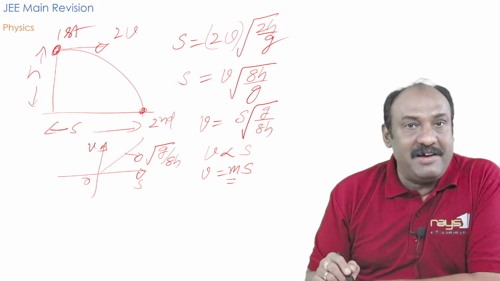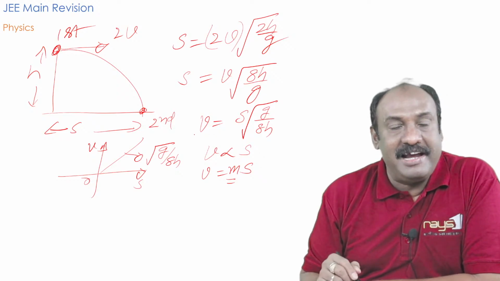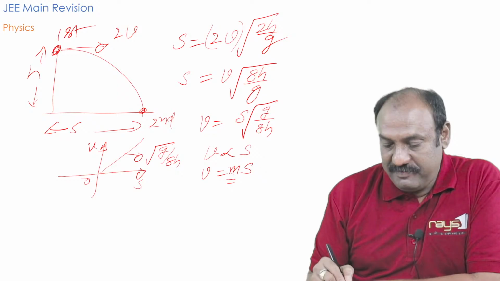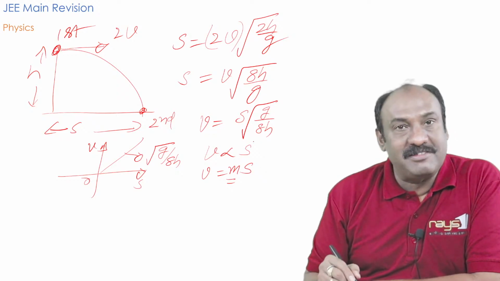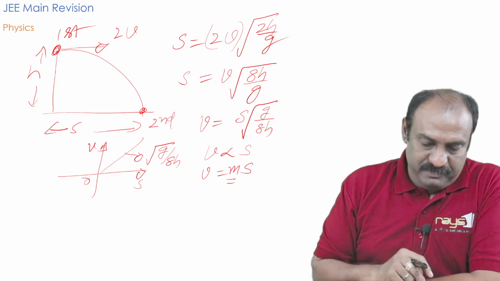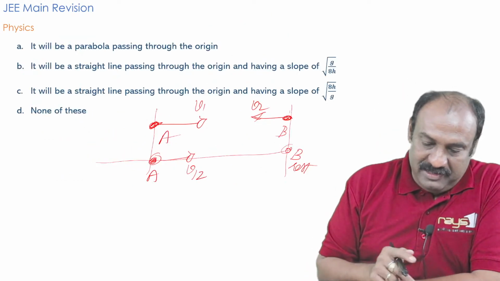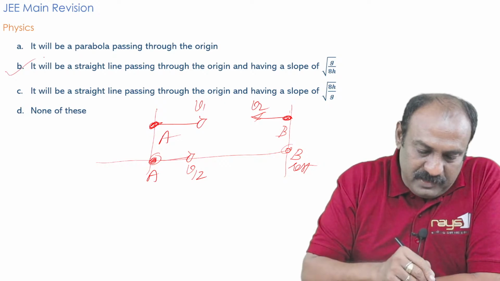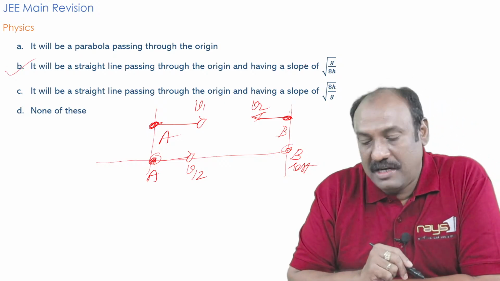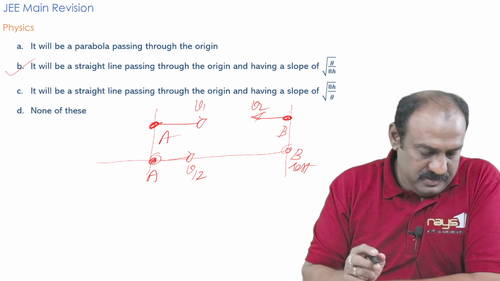So, we get a graph plotted between v and s that is a straight line passing through the origin. That is v equal to ms, where m represents the slope of this straight line and is given by root of g by 8h. So, the answer for this one is B. It will be a straight line passing through the origin and having a slope of root of g by 8h.